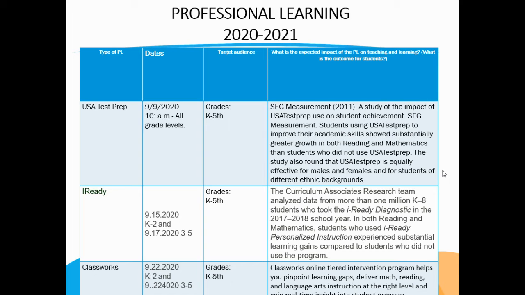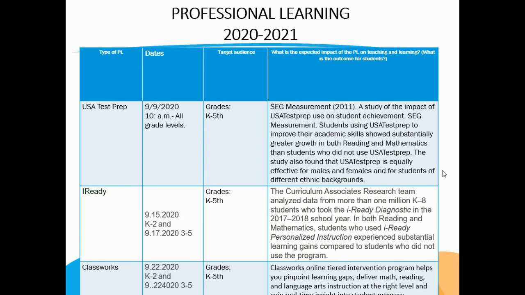As you can see here, we do have evidence-based research to help support the implementation of this. The SCG Measurement 2011, a study that examined the impact of USA Test Prep on student achievement, found that students who use USA Test Prep to improve their academic skills show substantial growth in both reading and mathematics compared to students who did not use the program. The study also found that USA Test Prep is equally effective for males and females and for students of all different ethnic groups.